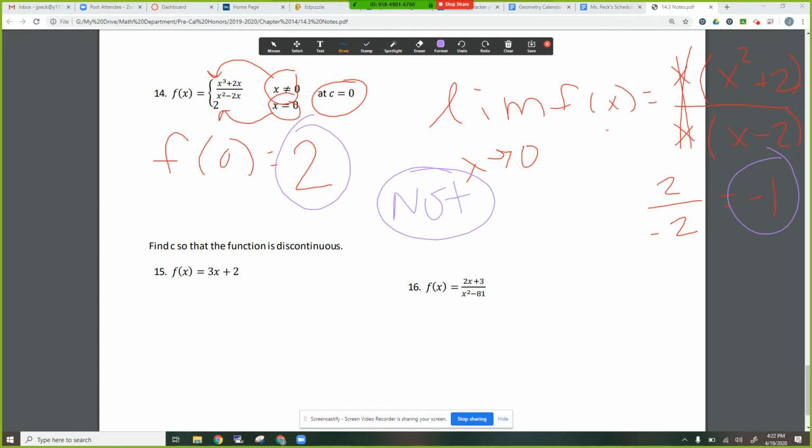15, find C so that the function is discontinuous. Well, once again, this is a continuous function, 3x plus 2. That's just a line. It's a polynomial going on and on and on forever. So there is no C that would make this discontinuous. Whereas number 16, there are holes for 16, right? So let's factor.